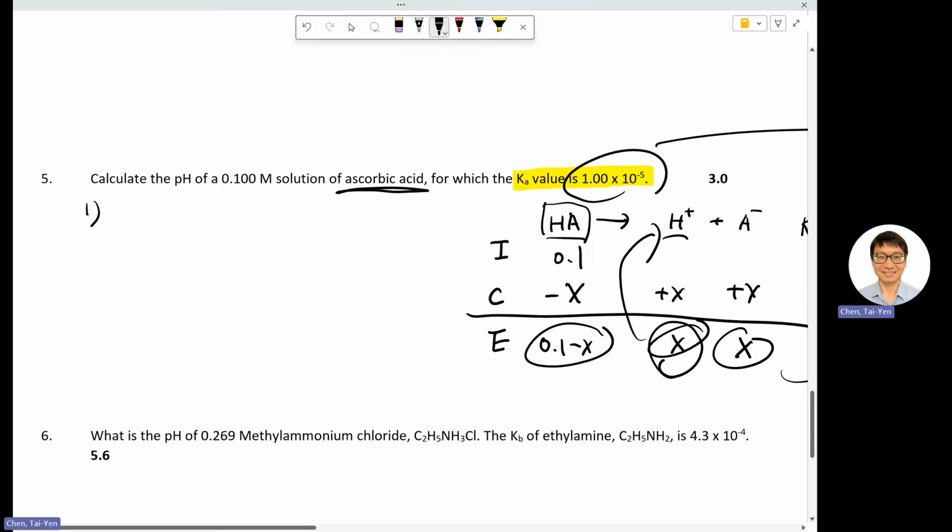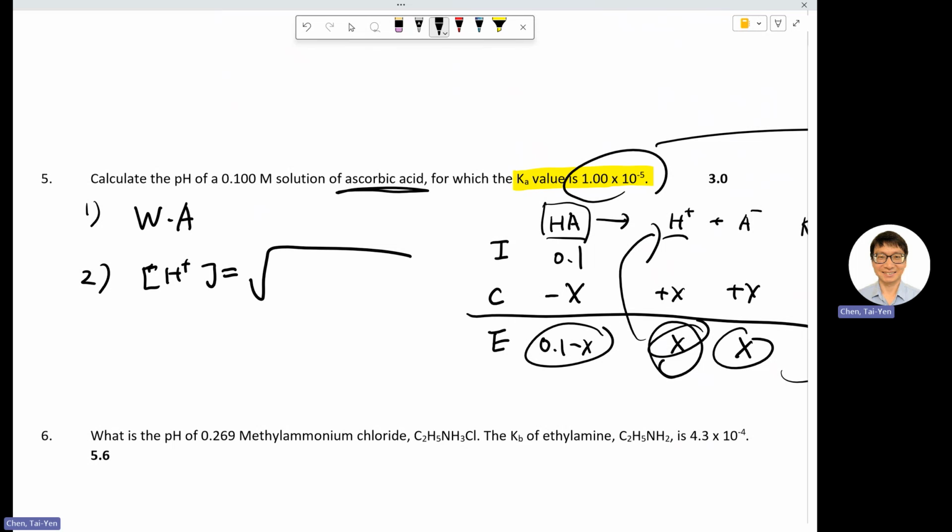Determine the pH of 0.1 N solution of ascorbic acid for which the Ka is 1 times 10 to the negative 5. Okay, first step, identify what kind of solution that you have. You should know it's actually a weak acid, right? Second, how to calculate the proton concentration of a weak acid?